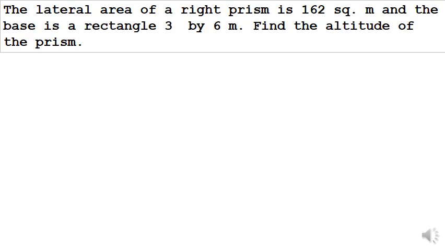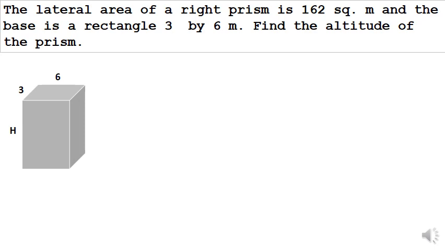Next, the lateral area of a right prism is 162 square meters, and the base is a rectangle 3 by 6 meters. Find the altitude of the prism.